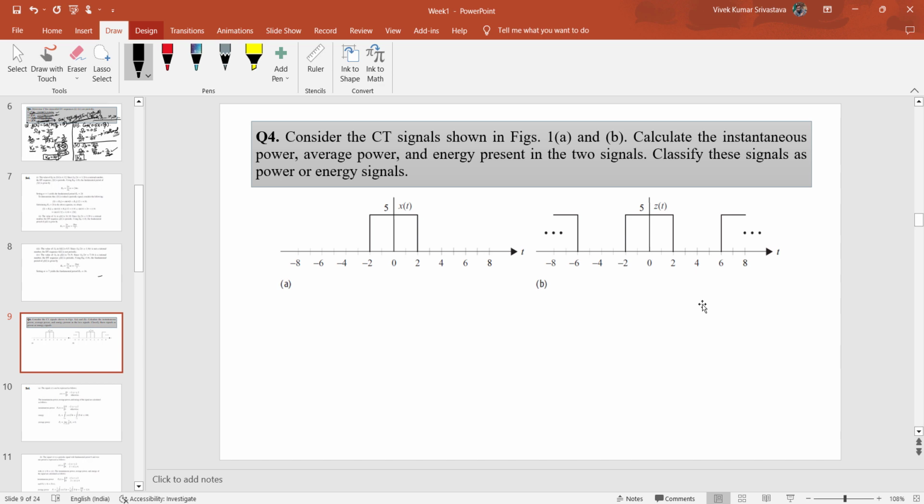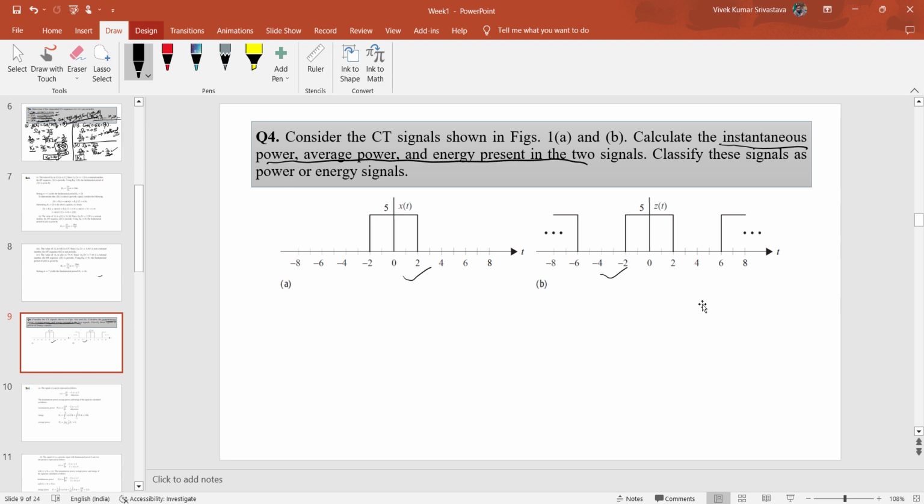So here is another problem, which states: consider a continuous time signal shown in figure 1a and 1b. These two figures are given to you. We have to calculate the instantaneous power, average power, and energy present in the two signals. This quantity we have to determine for these two signals.